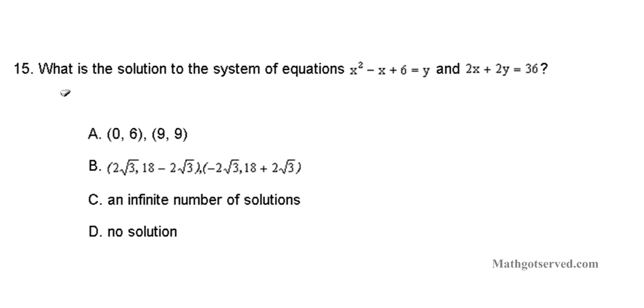All right, let's take a look at question 15. It says, what is the solution to the system of equations x squared minus x plus 6 equals y and 2x plus 2y equals 36? Okay, so we can solve this equation by substitution. x squared minus x plus 6 equals y, and 2x plus 2y equals 36.